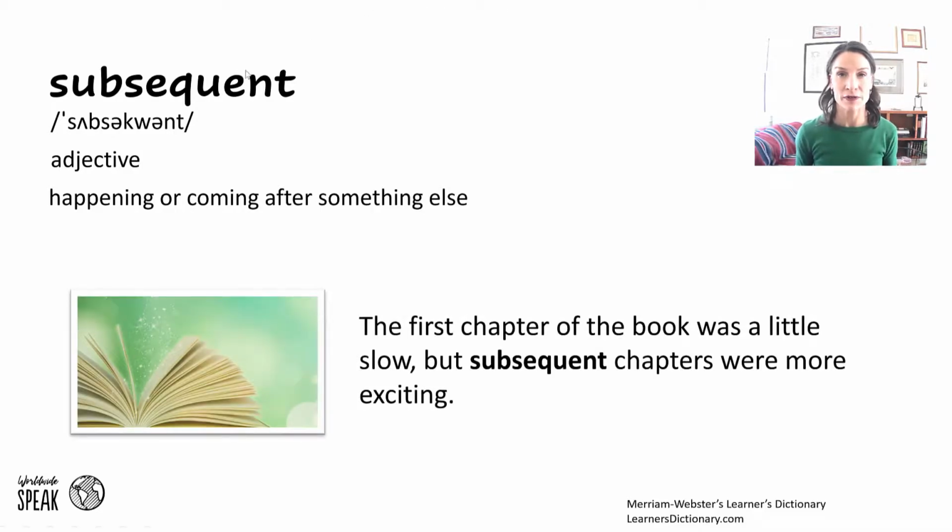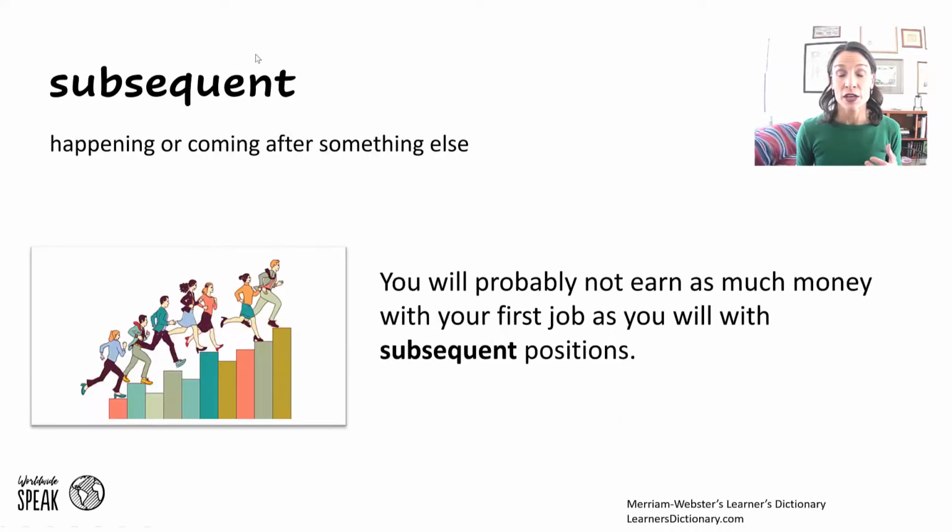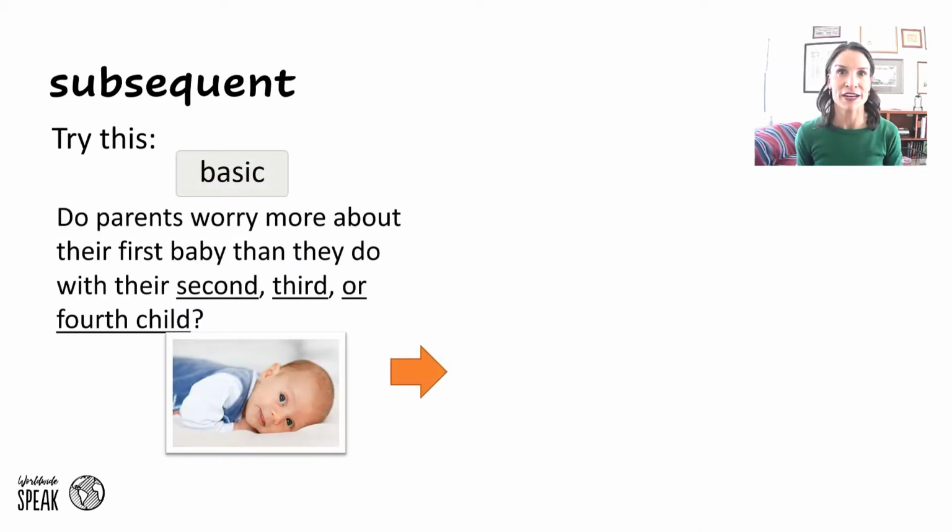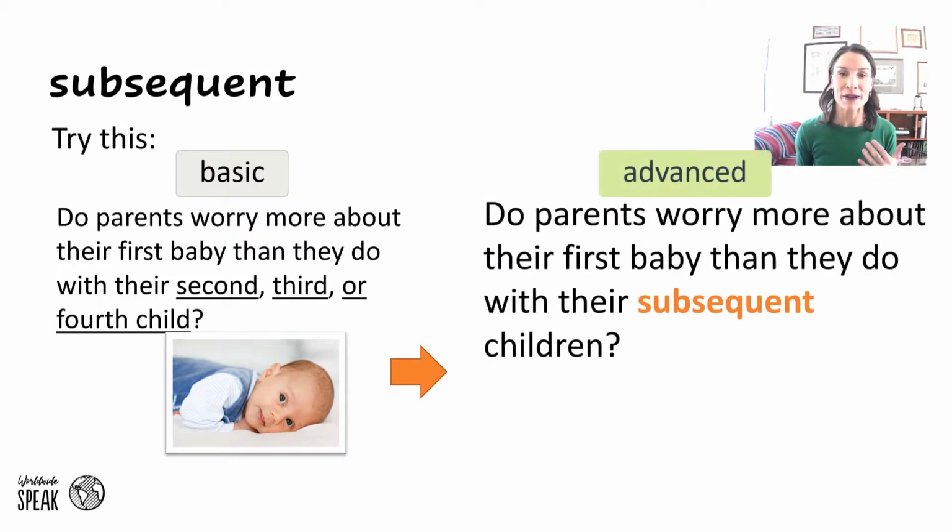The first chapter of the book was a little slow, but subsequent chapters were more exciting. So the chapters which came after the first chapter. You will probably not earn as much money with your first job as you will with subsequent positions, later positions. So here's our final rewrite. Do parents worry more about their first baby than they do with their second, third, or fourth child? What do you think? Do parents worry more about their first baby than they do with their subsequent children?